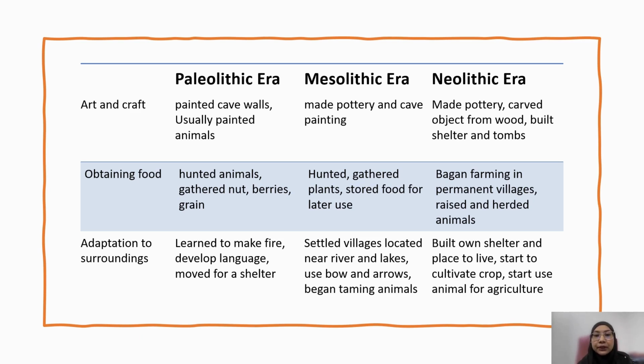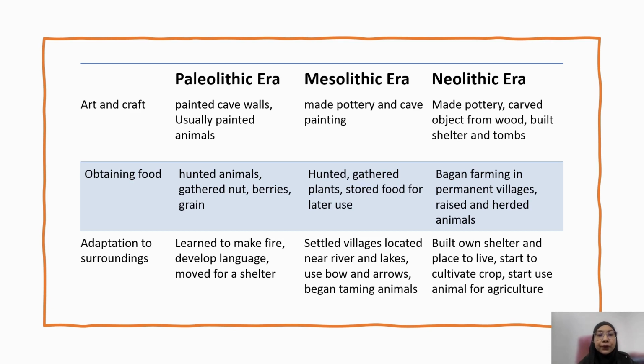For the Mesolithic, they start to hunt animals, gather plants, and they store food for later use. So the innovation here is that they start to store food for later use. And starting in the Neolithic era, they begin farming, and they start to have their own permanent villages, and they try to raise livestock.